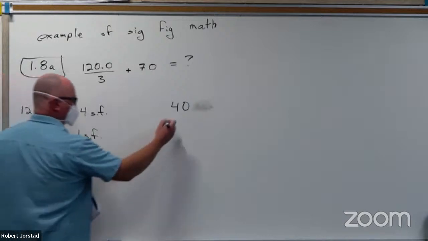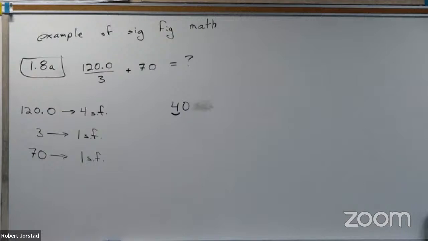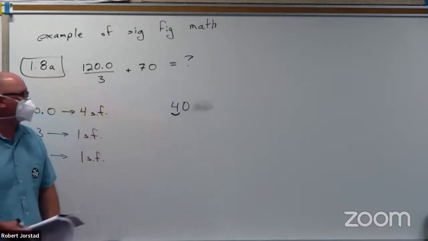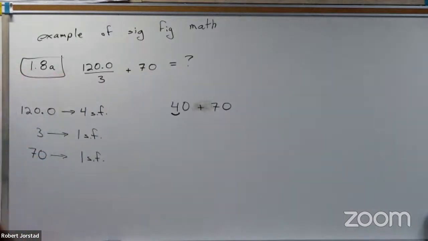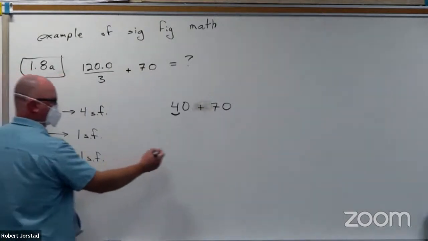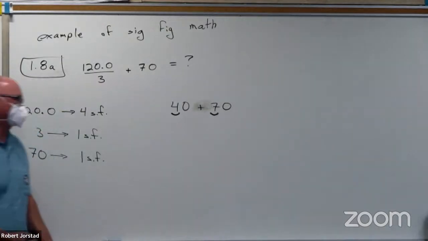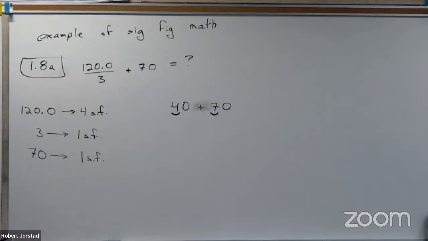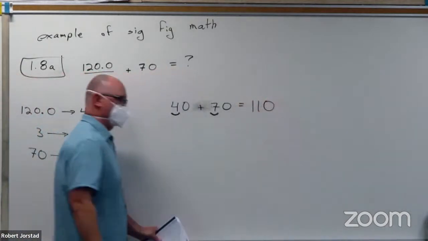So when we do this one, I'm going to deliberately underline the 40 there, right? So 120 divided by 3 should only have 1 sig fig. Now remind me, 70 had 1 sig fig, so I'm just going to underline it. This is what I mean by that underline. We can use that to keep track. So now we've got an addition. What's the answer? 110. How many sig figs?